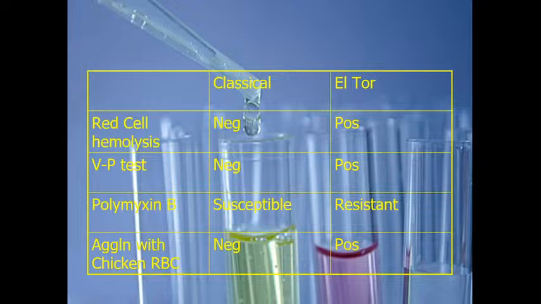This is something that you have to remember. These are one of the things that you need to remember. So red cell hemolysis, negative for classical, positive for El Tor. VP, negative, positive as well. Polymyxin B, the classical one is susceptible, whilst the El Tor type is resistant. And agglutination with chicken RBC, it's again the same results, negative and positive for classical and El Tor respectively.